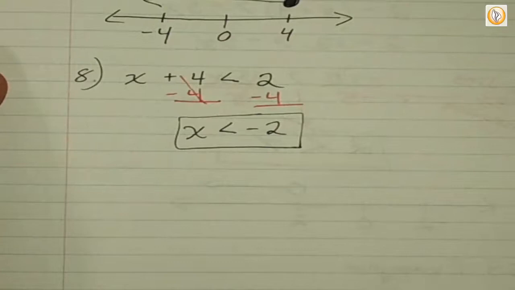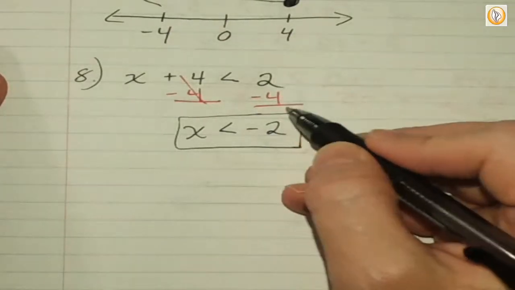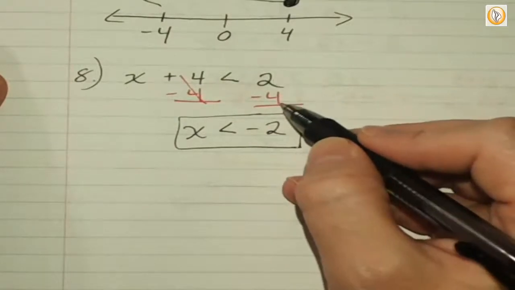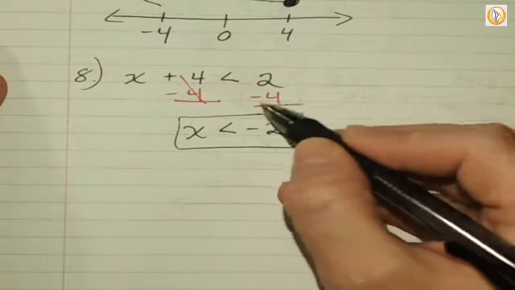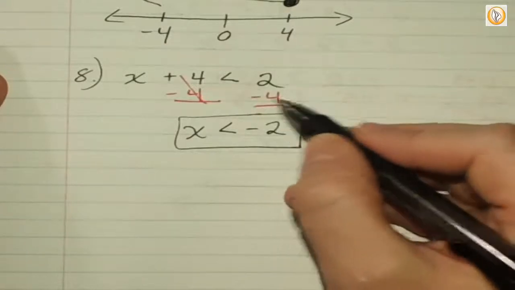So the signs are the same. This is a positive 2 and a negative 4. When the signs are different, we subtract and take the sign of the larger. So we subtract 4 minus 2. Okay, 4 and 2, and then it's a negative.